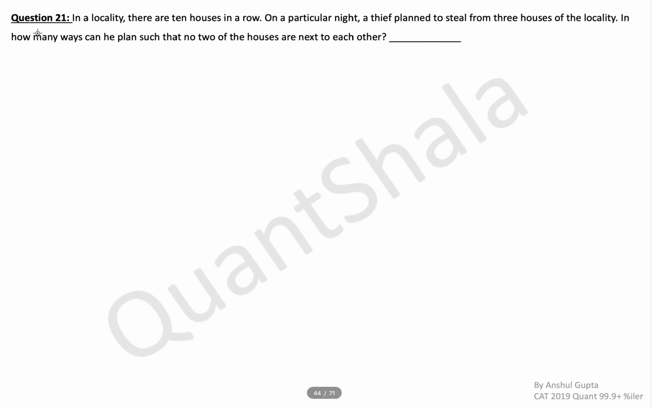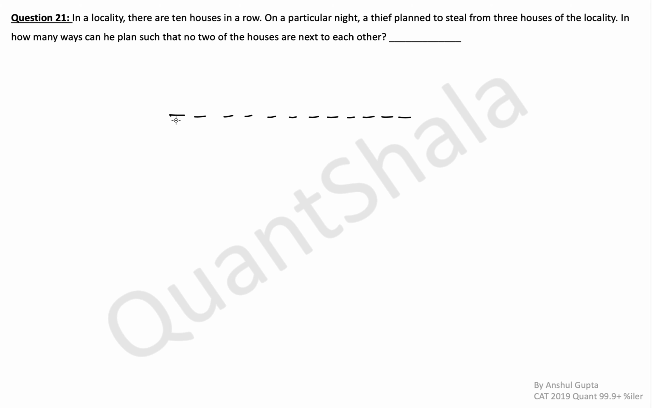Okay, now this is a good question on PNC. In a locality there are 10 houses in a row. On a particular night a thief planned to steal from 3 houses of the locality. Okay, there are 10 houses, but he wants to steal from 3 only. In how many ways can he plan such that no 2 houses are next to each other?